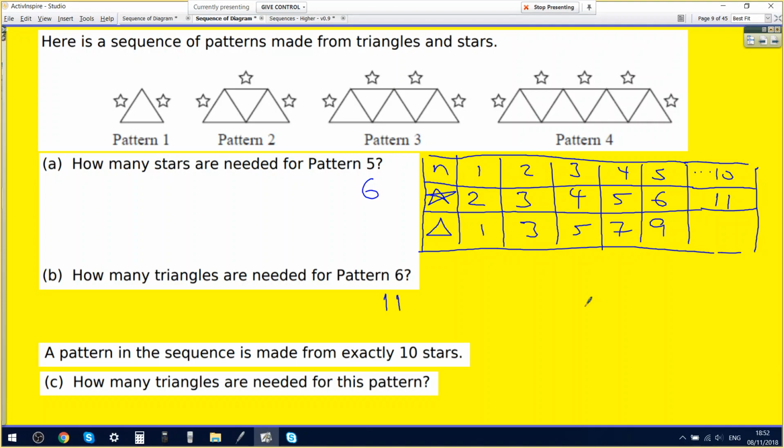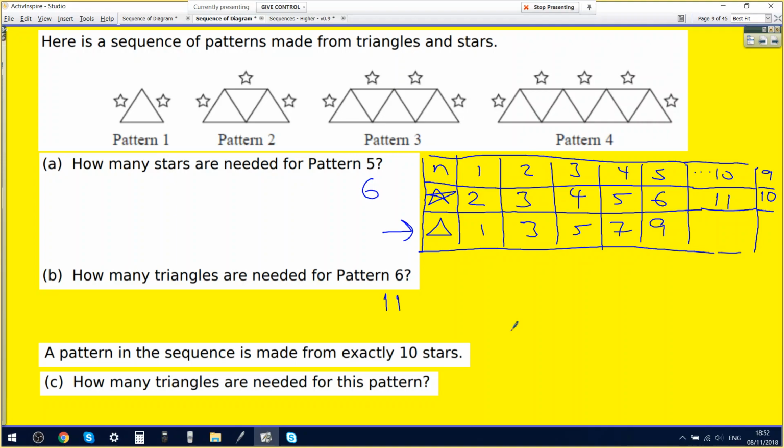If the stars were 10 in the table, what would be the pattern number above it? 9. Yeah. So we need to find pattern number 9, number of triangles. How could you do that? Pattern 9, how many triangles are in it? Any idea how you do that?